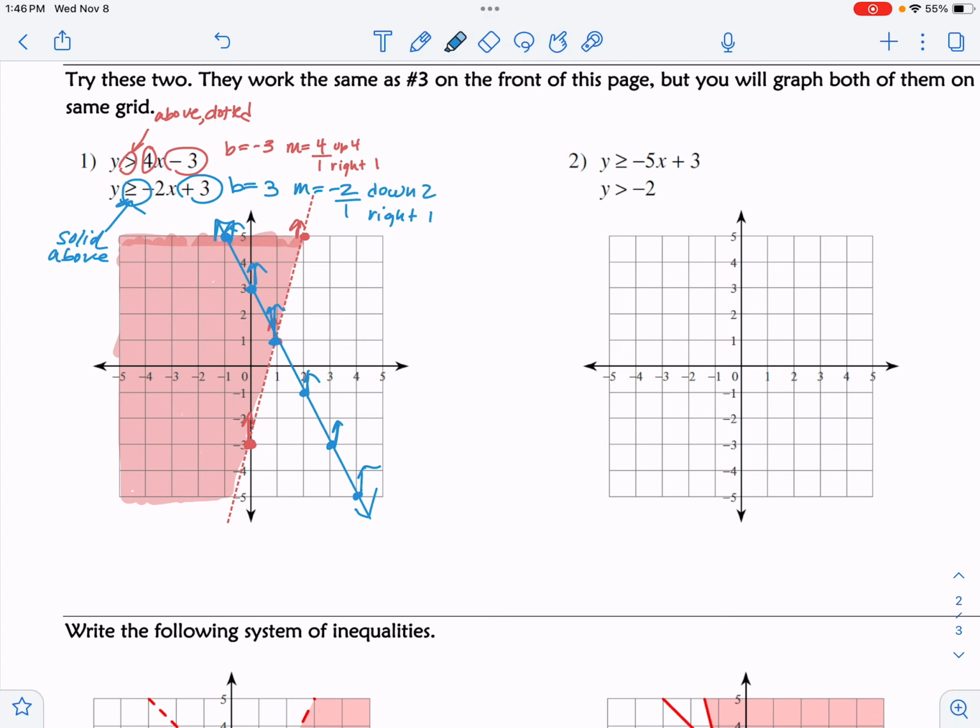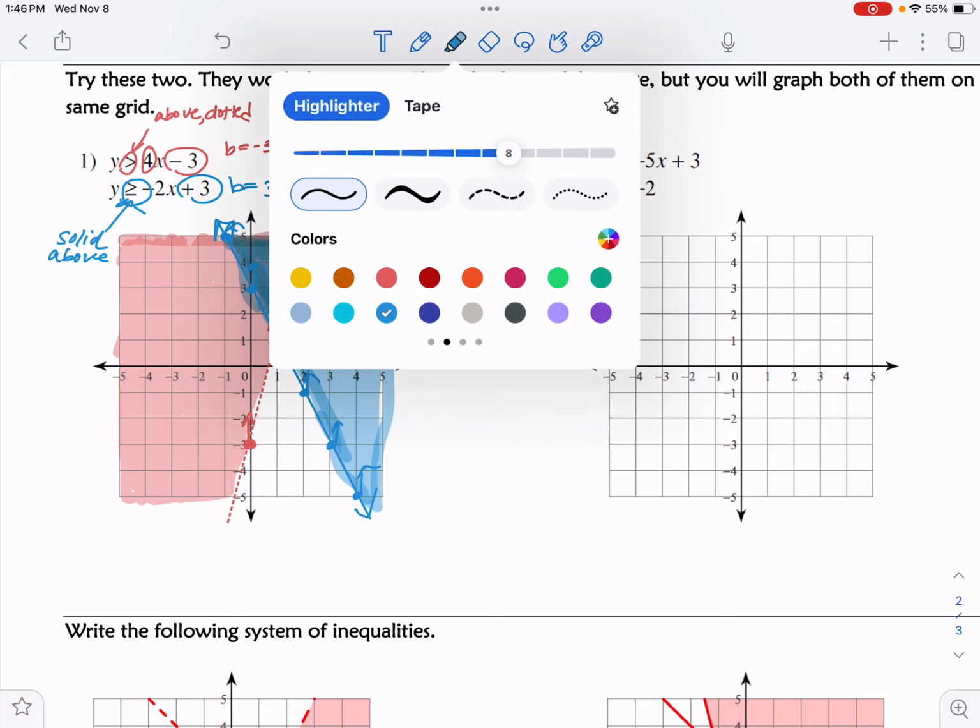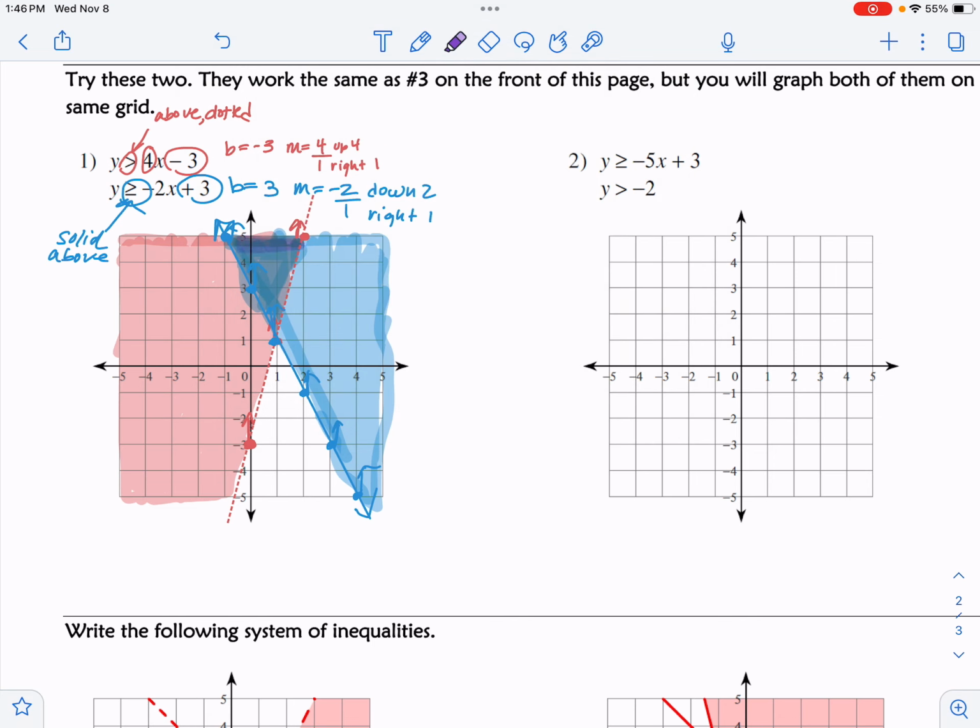And so I would be shading all of this region over here. I don't like to take my time too much shading these regions because the only solution is where the shaded regions overlap. Okay, so this region in the middle, this triangle, got shaded twice. That's our solution set. So sometimes I get my eraser and erase all the other shading and just shade that part.